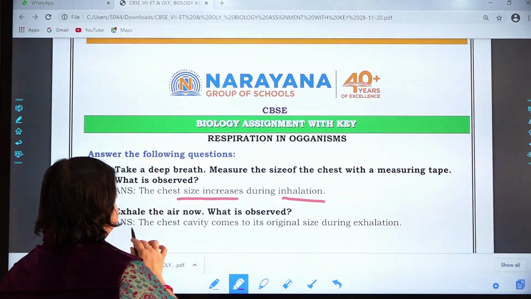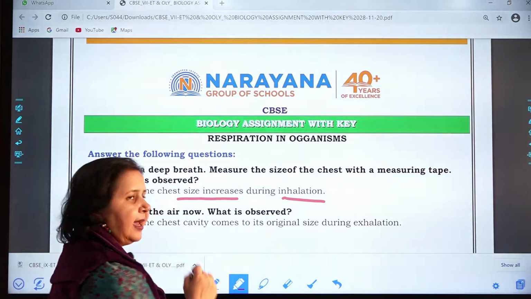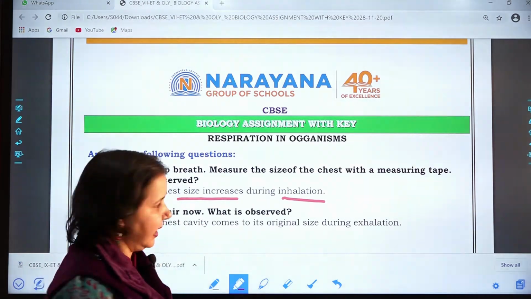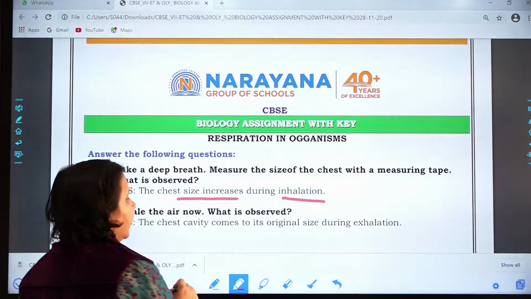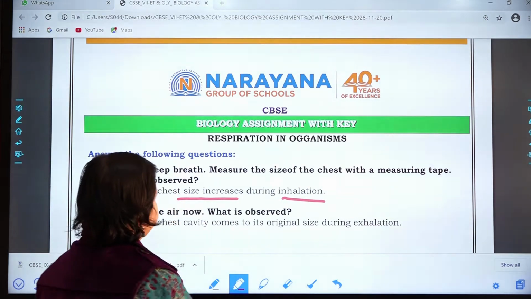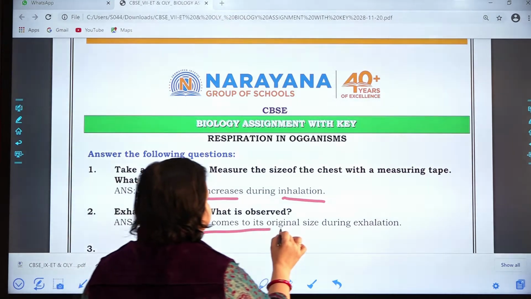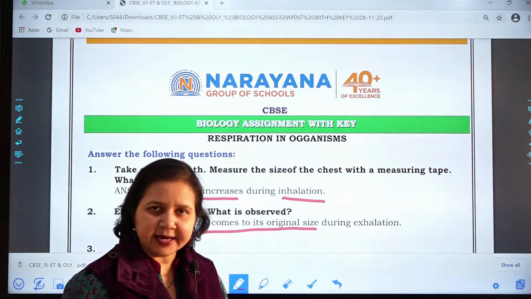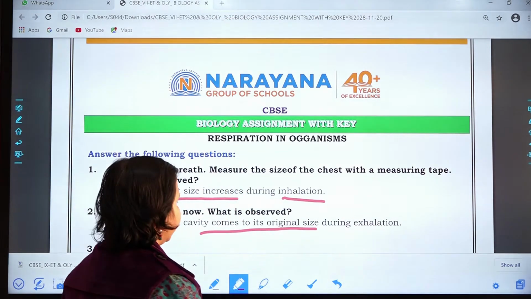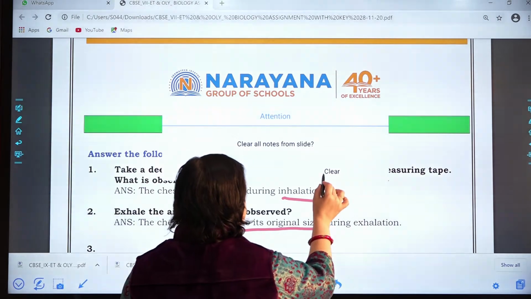Now, question number 2: exhale the air now, that means give out the air. Now, what is observed? During exhalation, the chest cavity comes to its original size. So that happens during exhalation and inhalation.